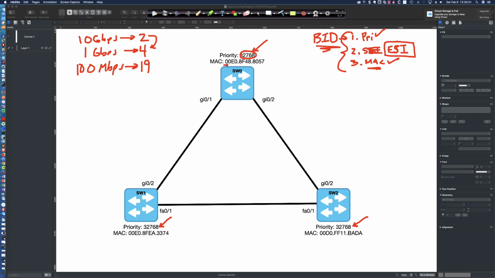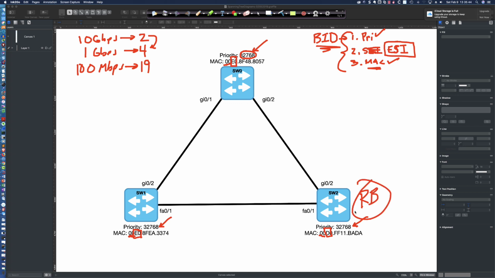So I always start at the first character. We see we've got a 0 here, and a 0 here, and a 0 here. That first hexadecimal character. The second character, 0, 0, 0. It's the third hexadecimal character that we're interested in right now. And we notice that switch 2 has D as in delta for the third character, whereas switch 1 and switch 0 have E as in echo for their third character. Well, that solves it. Here is my root bridge right there.